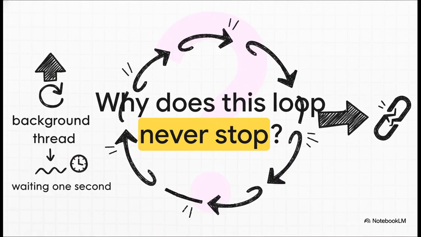On the surface, it seems totally straightforward. You've got a while loop that should run for about a second and then stop. But here's the weird part. A lot of the time, it just doesn't. It gets stuck in an infinite loop. What is going on here?